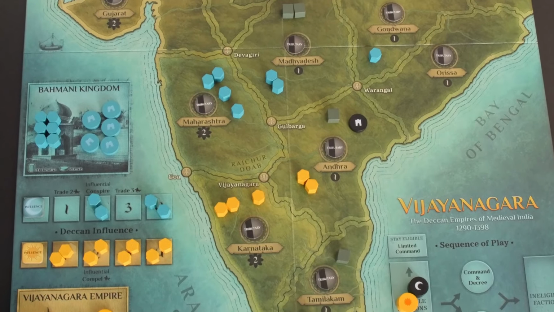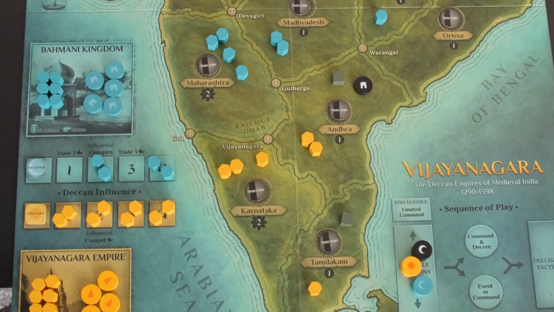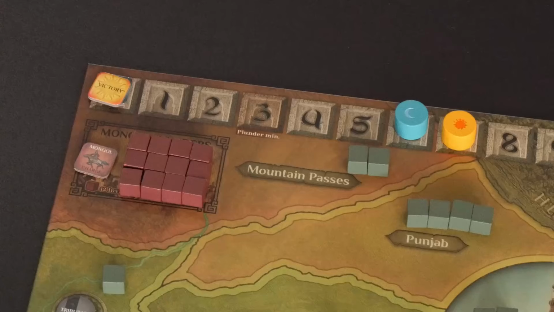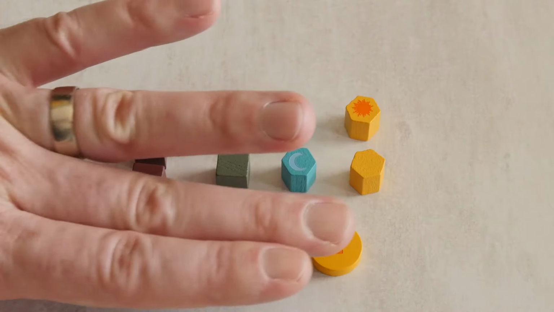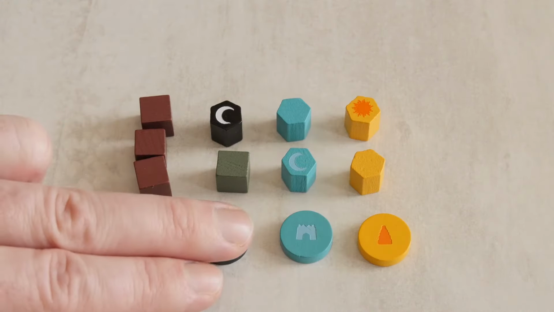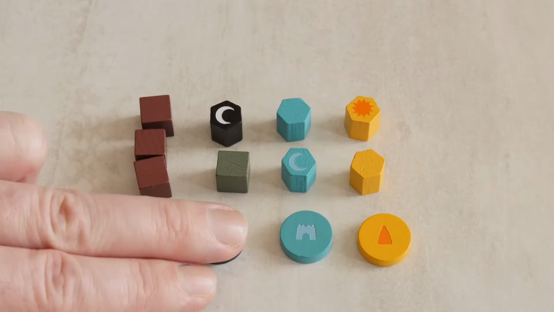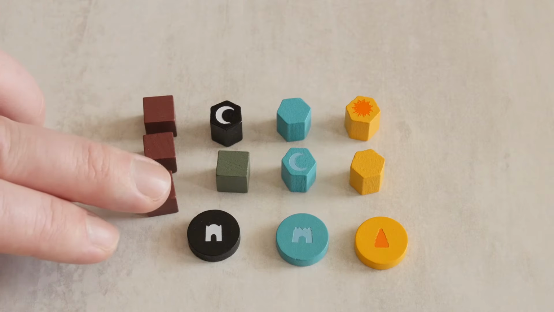At the beginning of the game, the Bahmani Kingdom and the Vijayanagara Empire have really yet to form, and both start with 0 points. Each faction has a certain number and type of pieces that are placed and moved around on the map that will help them achieve their victory points and thwart the other players from obtaining theirs.